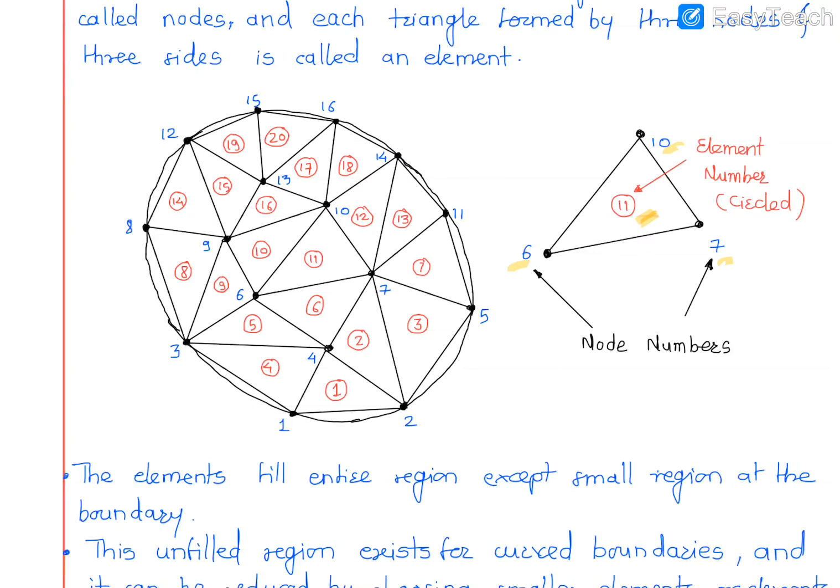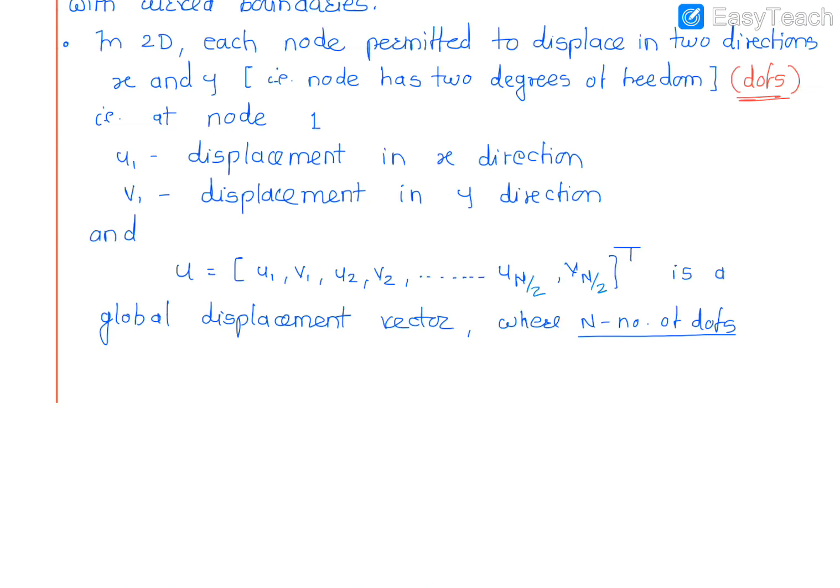Now in this figure we have some unfilled region, unfilled area, and we can fill this area by using smaller elements or by using isoparametric elements which will be able to capture the boundaries of the region. Now in this case, in 2D, each node is permitted to displace in 2 directions, x and y. That is, it will have 2 degrees of freedom.